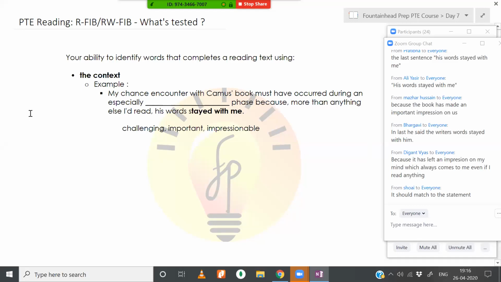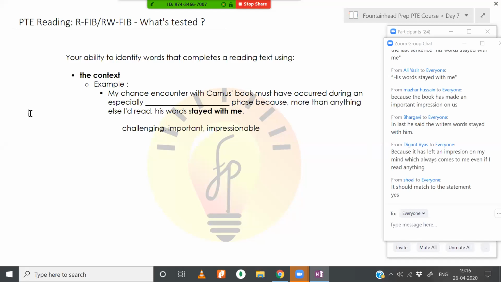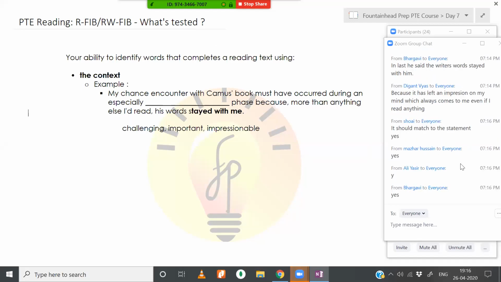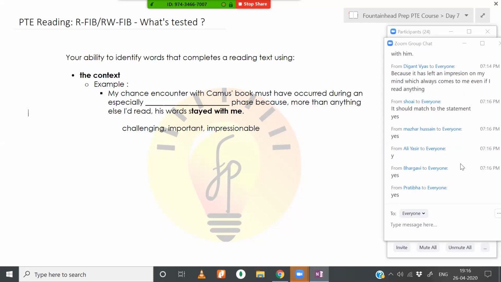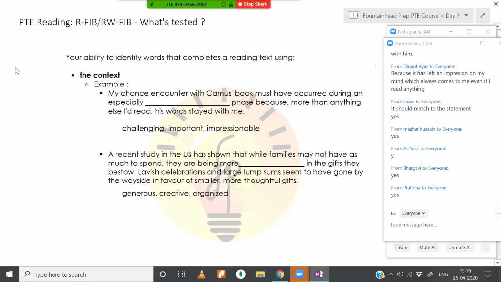Is this clear to all of you? Do you want to do one more example? So most of you got it wrong. Most of you mentioned that it is challenging. Only very few mentioned that it is impressionable. Okay, the next one, let's see how many of you will get this right. Okay, so here we go.